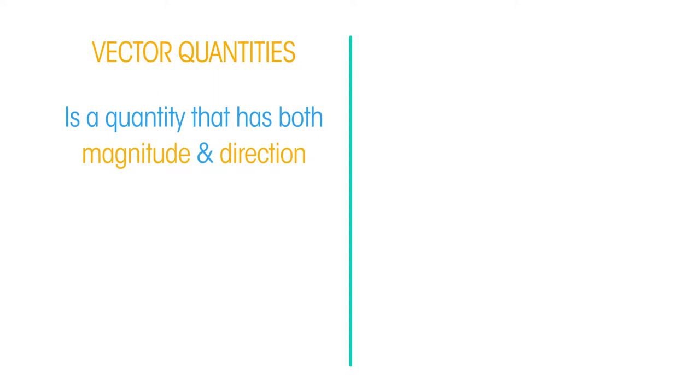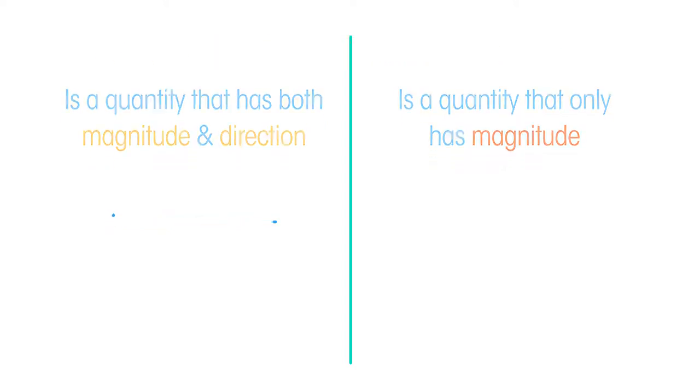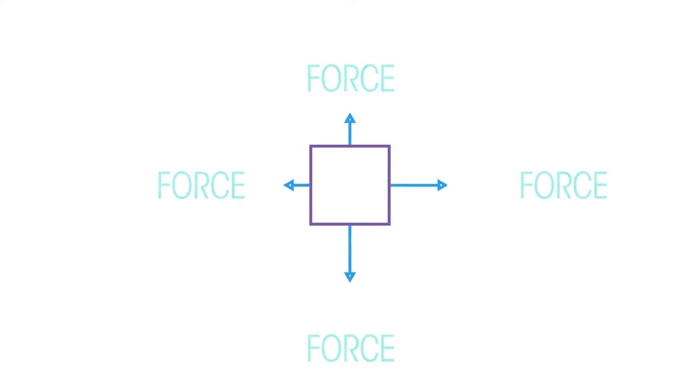Forces are vector quantities because they have both magnitude and direction, and so can be represented by an arrow. Scalar quantities have only magnitude and no direction. When several forces act on an object, they can be replaced by a single force that has the same effect. This single force is called the resultant force.